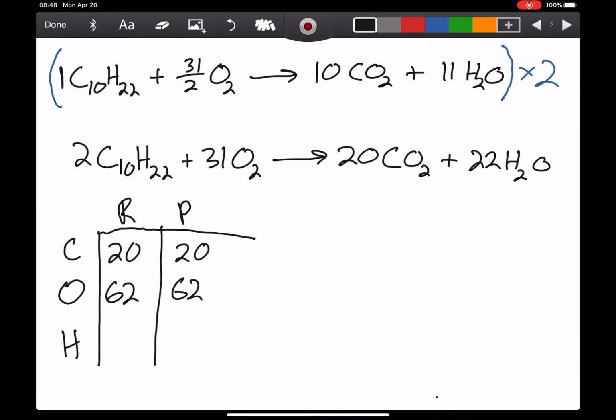And then hydrogen, we've got 2 times 22 on the reactant side, which is going to be 44. And on the product side, we have 2 times 22 again, that's 44. So as we can see, we have balanced our chemical equation, and this is as simplified as it can be. So that is how you use the algebraic method to balance difficult chemical equations.